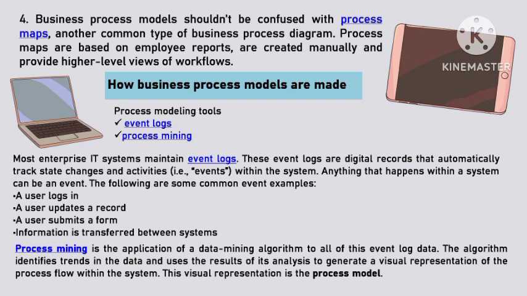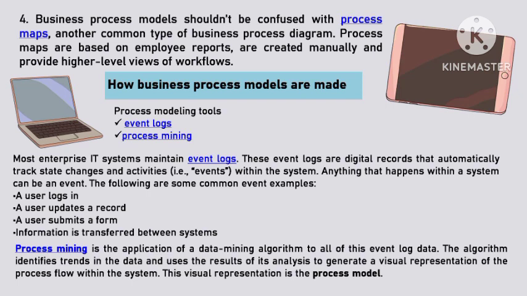How business process models are made. To fully understand business process modeling techniques, one must first understand the relevant business process modeling tools, event logs, and process mining. Most enterprise IT systems maintain event logs. These event logs are digital records that automatically track state changes and activities, for example, events within the system. Anything that happens within a system can be an event.